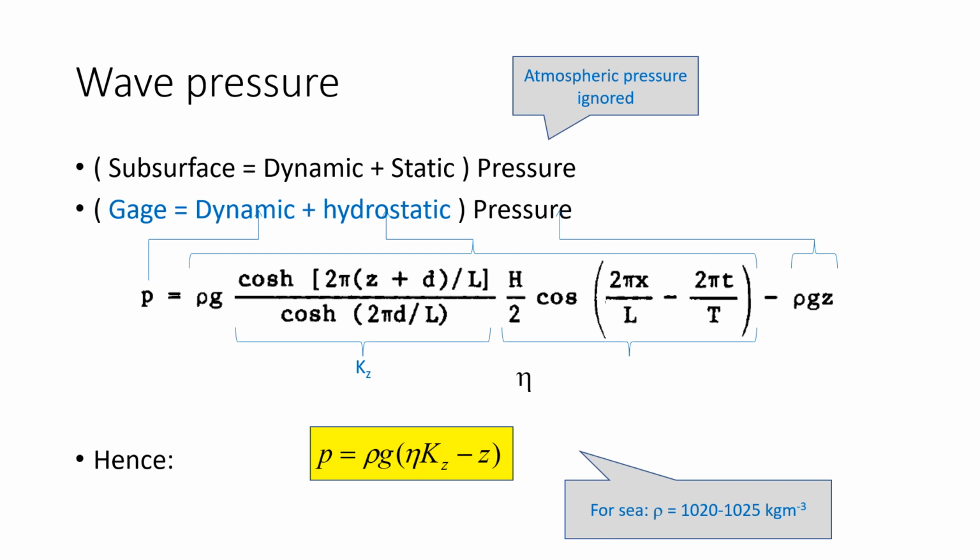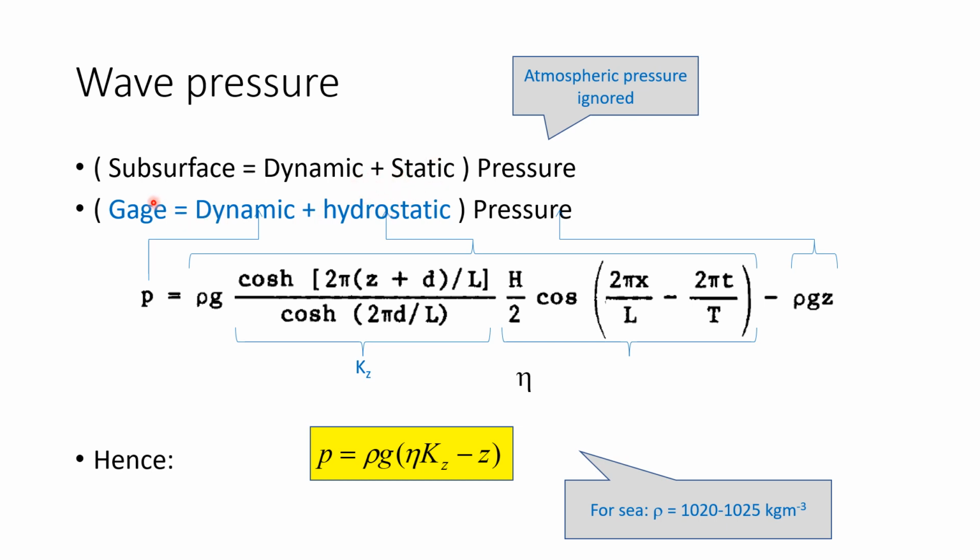Next, let us take a look at the wave pressure equation. In the water column, or under the surface of the water, the pressure is made up of dynamic pressure, which is due to the wave motion, and also static pressure. The static pressure is made up of two components. One is due to the atmosphere, which is relatively small and negligible when compared to the hydrostatic pressure due to the water column above the point of interest. So in this case, we will only consider the hydrostatic pressure.